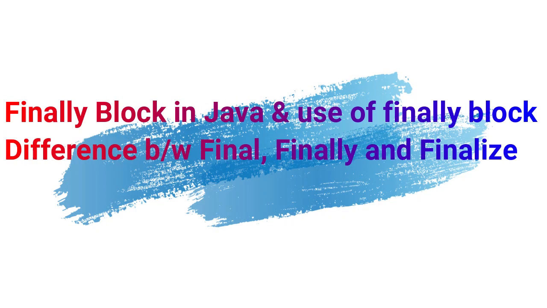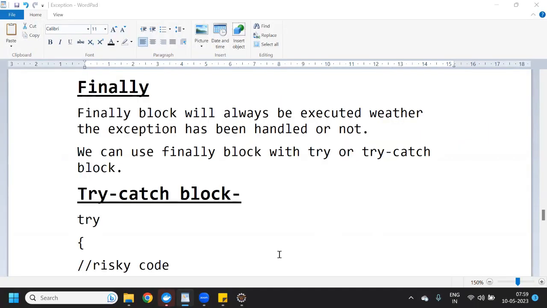Hey, hi guys. In this session, we'll understand the concept of the finally block, where we'll see the definition of the finally block, and where and why we use it. Now see the definition I have written here. The finally block will always be executed whether the exception has been handled or not. It doesn't matter if your exception has been handled or not, the finally block code will always be executed.